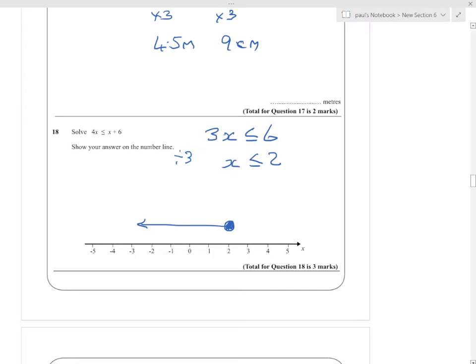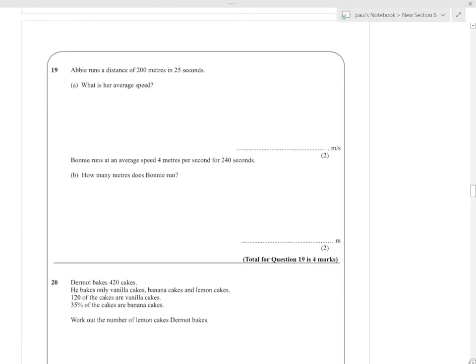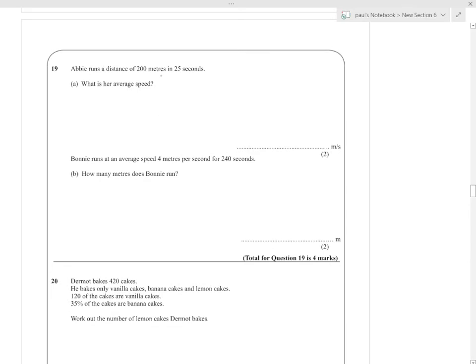Now what are we doing with the next one? Abby runs a distance of 200 meters in 25 seconds. What's her average speed? So you need this triangle thing, don't you, with the speed. We're going to work out her speed. So her speed is equal to the distance divided by the time. The distance is 200 meters divided by 25 seconds, so that's 8. So it's 8 meters per second.